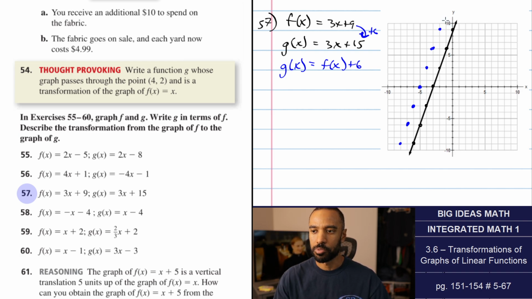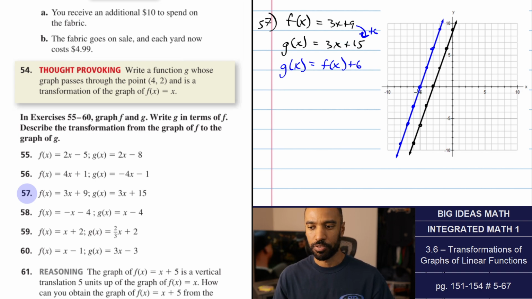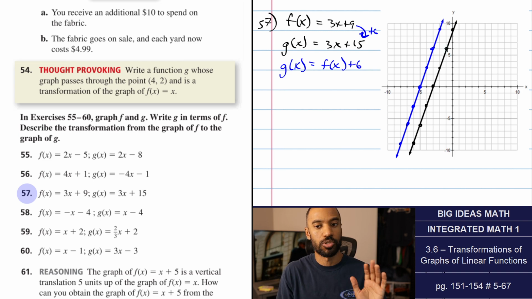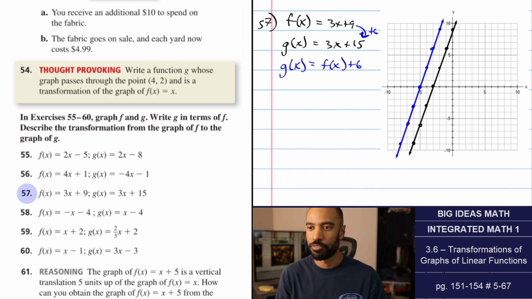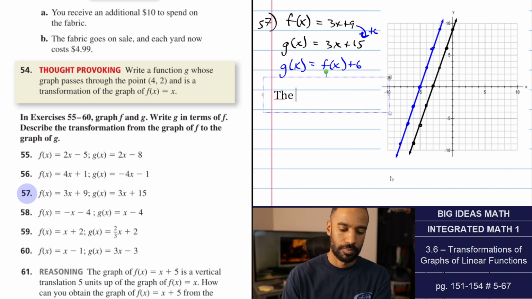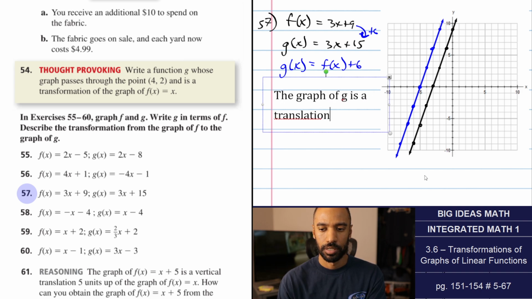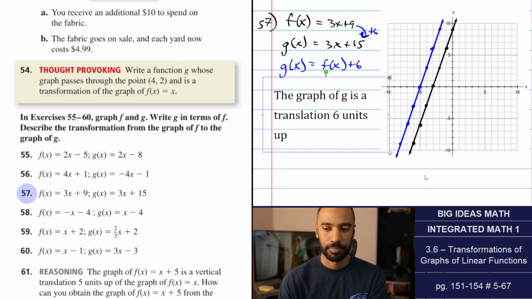I could have also substituted any value for x. For example, if I substituted -5 for x, -5 times 3 is -15 plus 15 is 0, and then applied the same slope. So that does have a slope of 3, or a y-intercept of 15. You just can't really see it for what it is, and that's okay. Anyway, they look very parallel as well, as they should. The graph of g is a translation 6 units up from f.